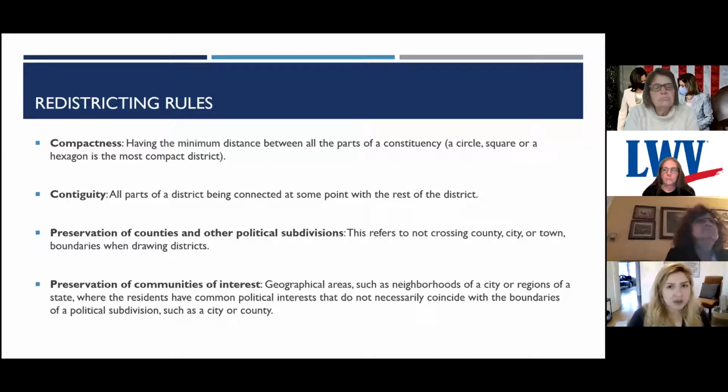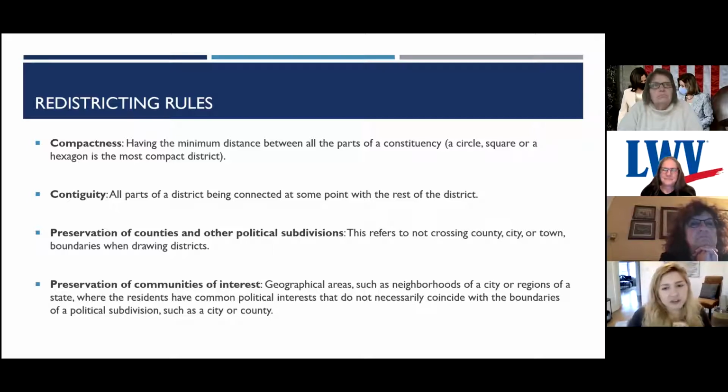We want to keep them wholly defined, and it does make sense. If I'm a congressman or a state senator and I'm going to advocate for funding or programs in a given locality, it makes more sense if I'm representing the whole town or the whole city versus, oh, I just have this little block of the area.